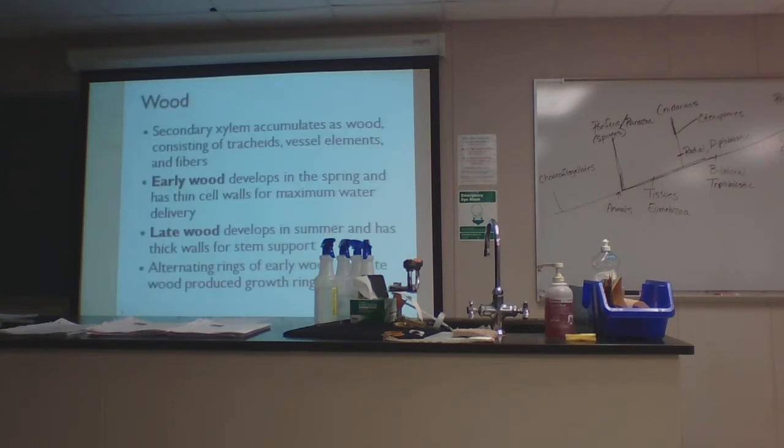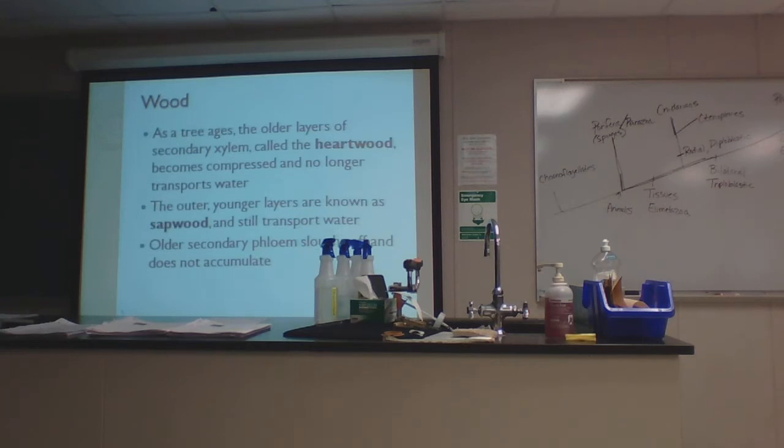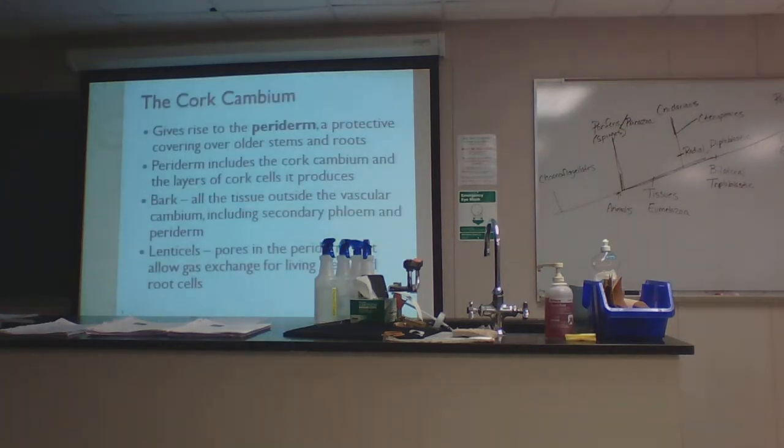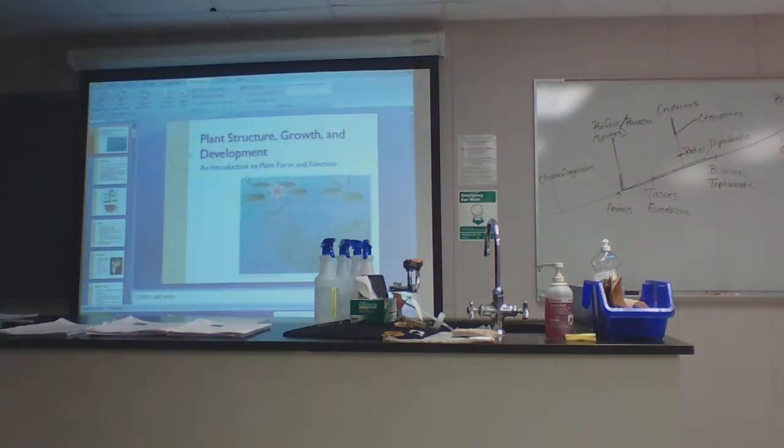You should be able to tell the difference between early wood and late wood. Early wood has the big vessel elements, and it develops first, and then the late wood comes after, and it has the little thin tracheids. Heartwood and sapwood: heartwood's the older wood, sapwood's the newer wood. The cork cambium produces the outer cork of the bark of the tree. And that's that one.